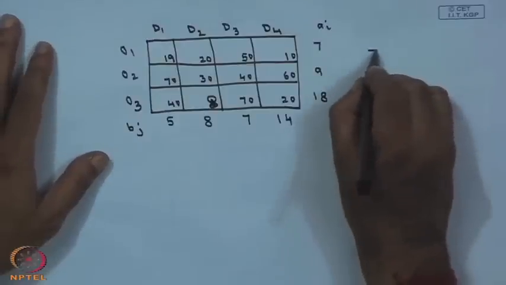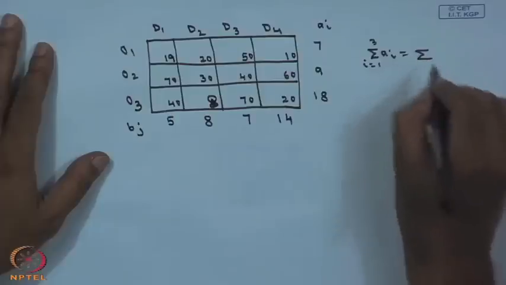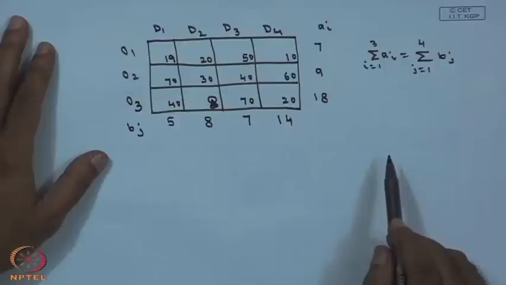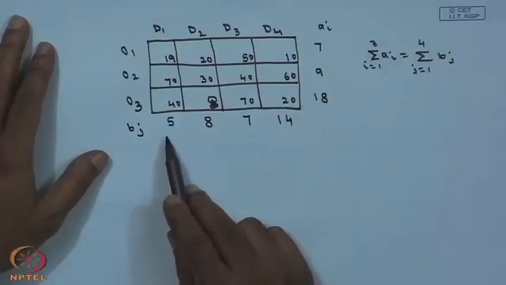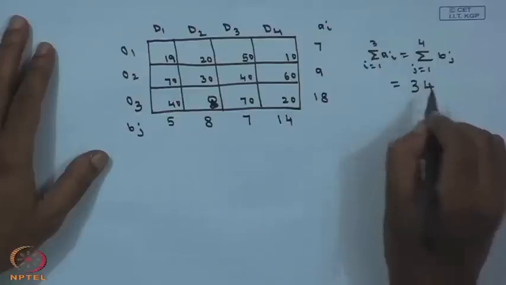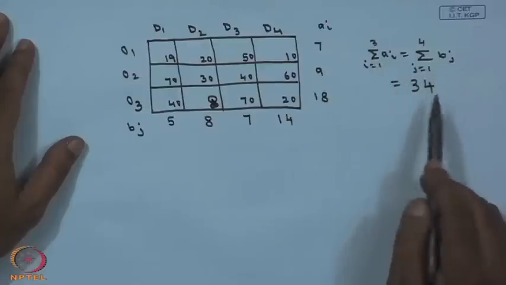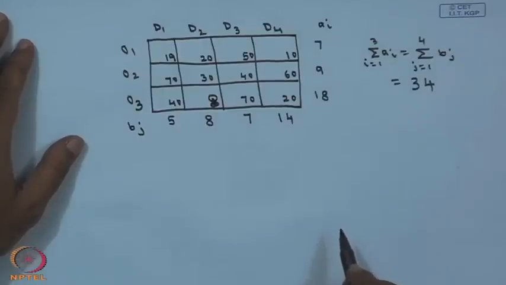First observe that the summation over ai, i equals 1 to 3, equals the summation over bj, j varies from 1 to 4. Summation of ai is 7 plus 9 is 16 plus 18 is 34. Here also the summation of bj is 13, 20, 34. Therefore, the problem is a balanced transportation problem. If the summation over ai equals the summation over bj, we call it a balanced transportation problem and we can proceed. Otherwise, it is an unbalanced transportation problem and we have to add a dummy source or dummy destination to make it balanced. We will see at last how to handle the dummy cases.